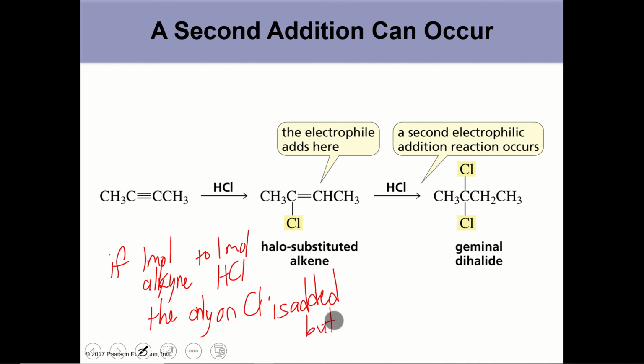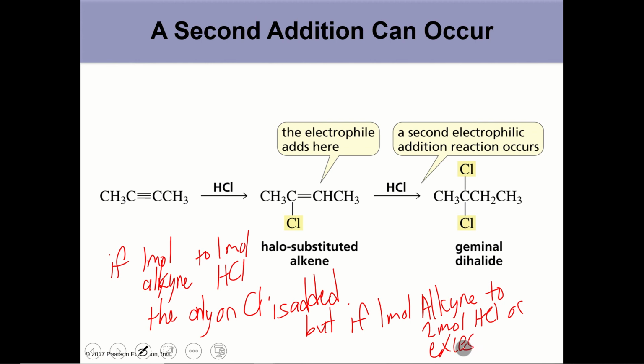But if 1 mole of alkyne to 2 moles of HCl, or excess HCl, then 2 Cl's add. Okay, and so that's a very important distinction, right?